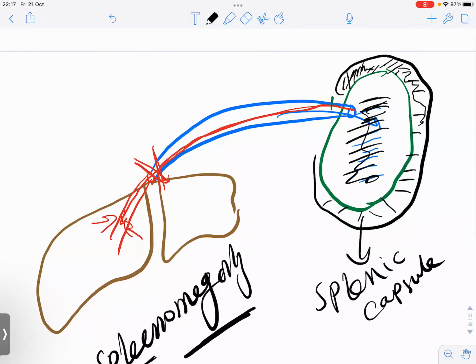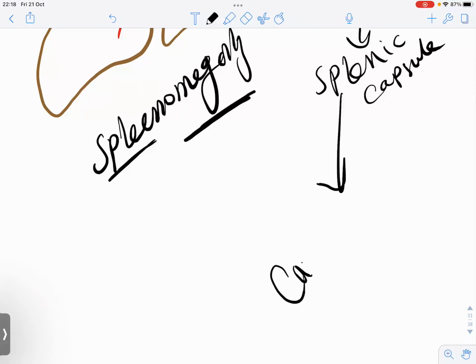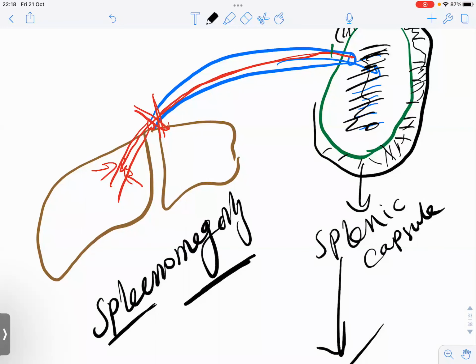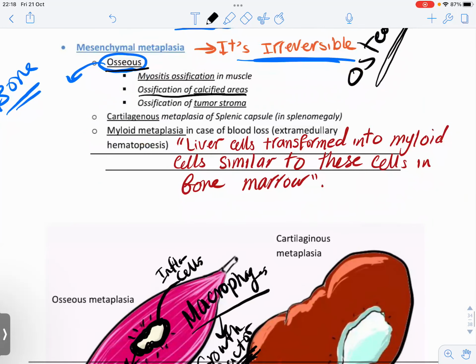The splenic capsule will say, "Oh my God, I have to transform into very firm and strong tissue to be able to contain and prevent the spleen from getting bigger and bigger." So the splenic capsule will be formed into cartilaginous tissue, cartilage, and of course it's abnormal, so it's called cartilaginous metaplasia and occurs during splenomegaly.